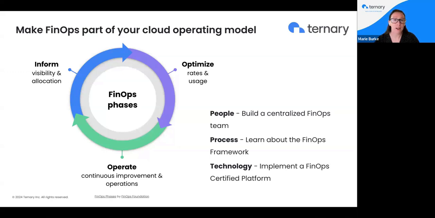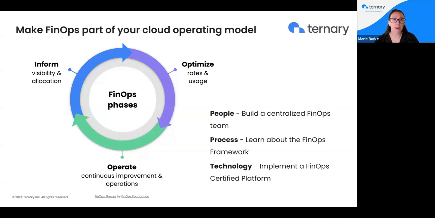And if you're on the partner side of the house, you are the people. You can build a team at your company that augments the teams of the practitioners that you're working with. So there are a lot of different opportunities here, depending on what approach you're taking to the market.